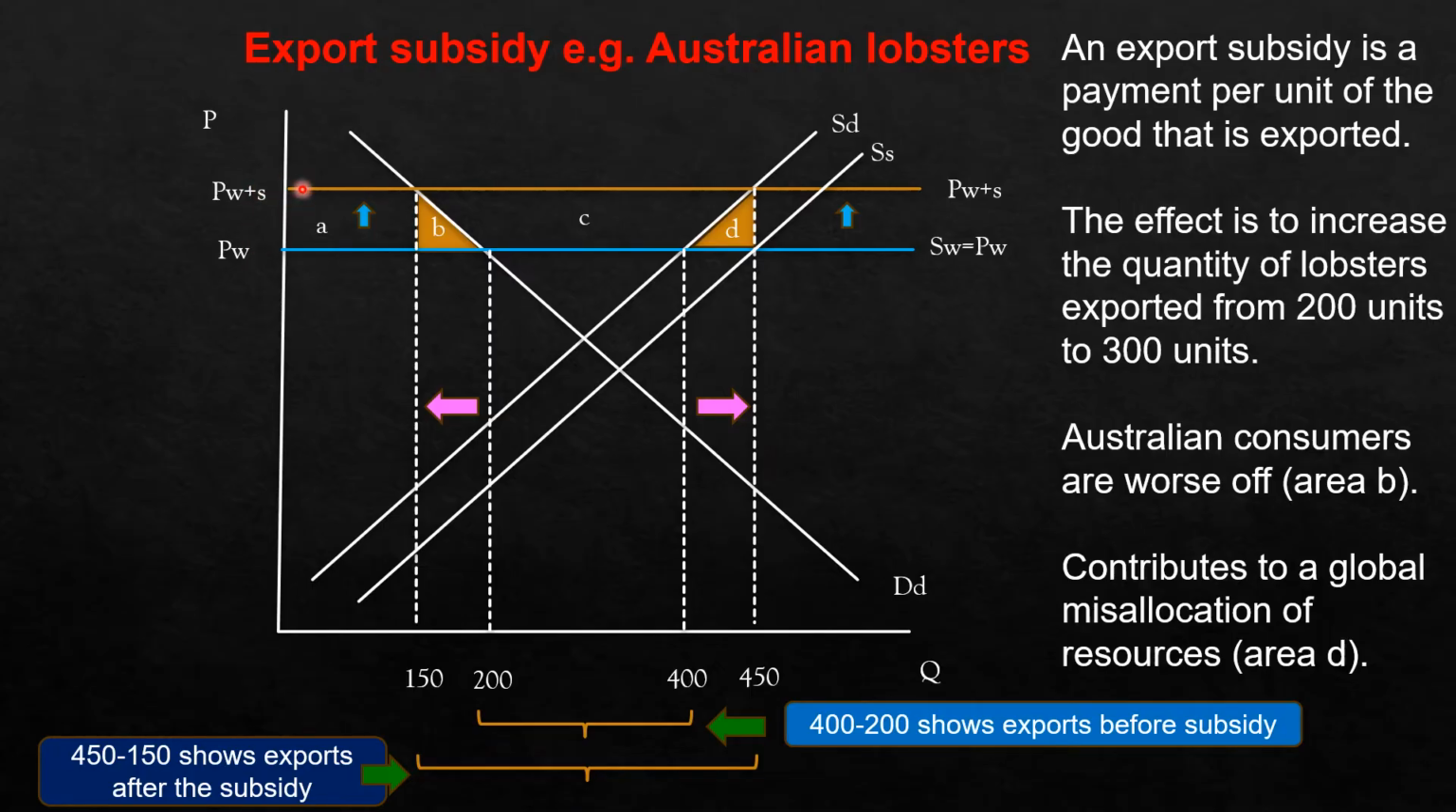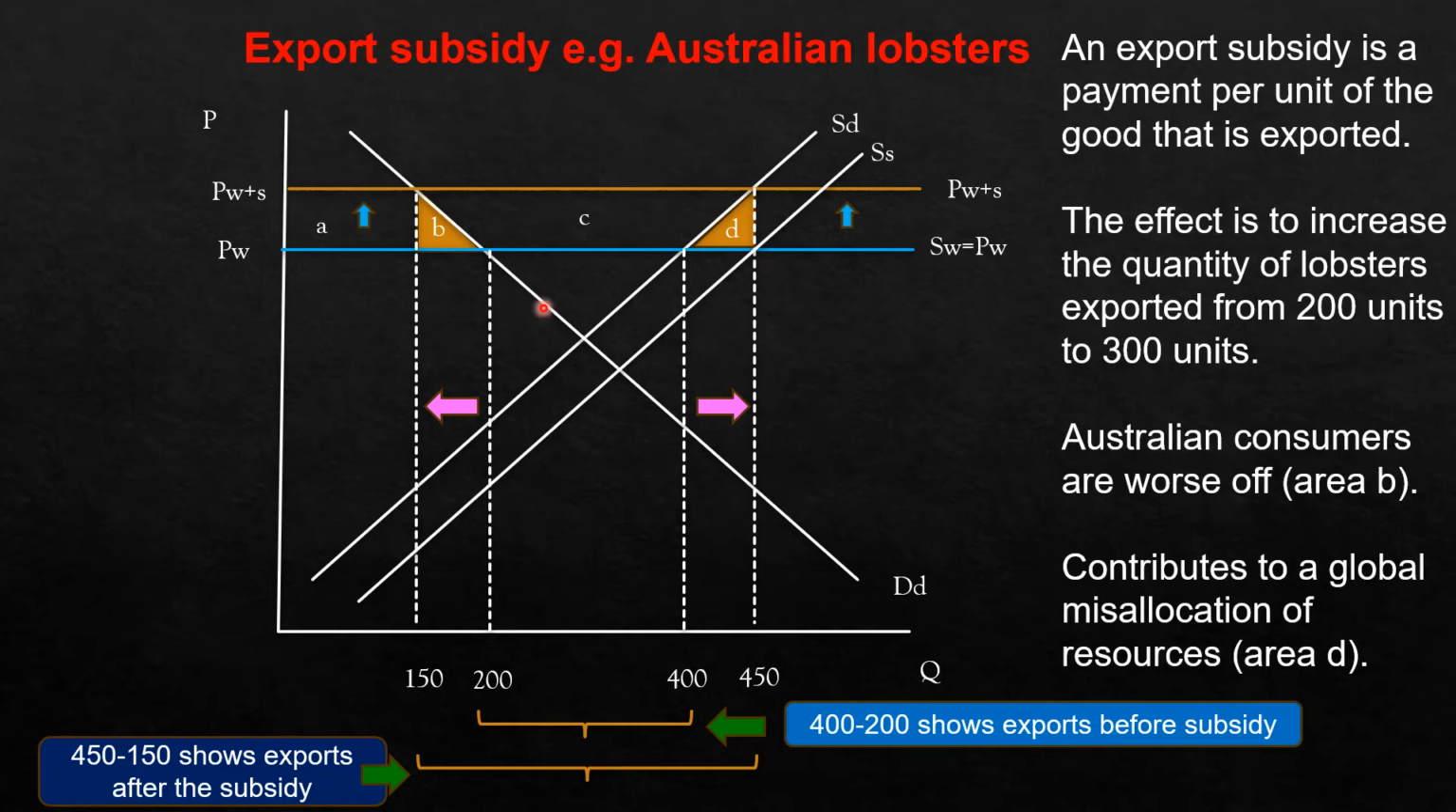Because remember, the subsidy is a subsidy on exports. Foreigners all the while continue to pay the world price. This new price only affects domestic consumers and producers. So as I said, we know that the subsidy applies to the units of lobsters exported. So the incentive is to increase the amount of lobsters exported.